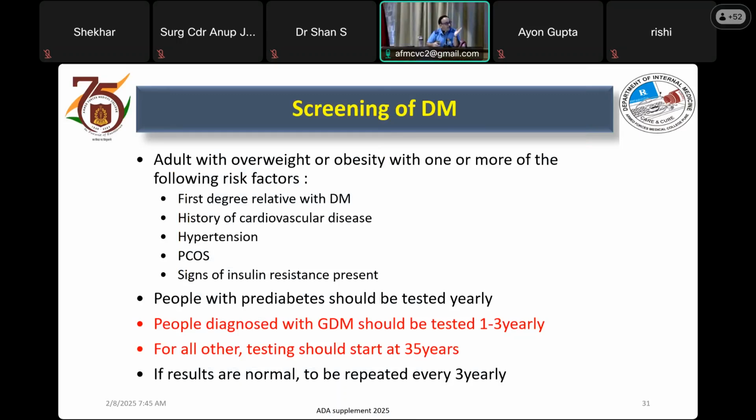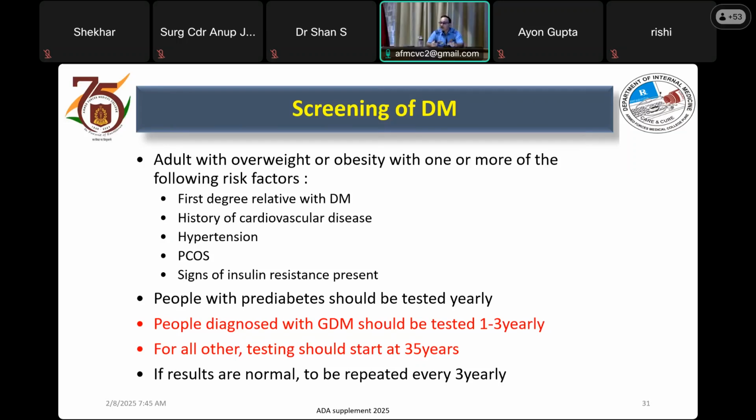Having said that, other indications are any overweight, obese individual, some kind of risk factors like family history. The inference of this is, when we apply this criteria in the adult normal population, almost all of us would fit into the screening criteria beyond 18 or 20 years of age for diabetes. So that is the importance of screening.